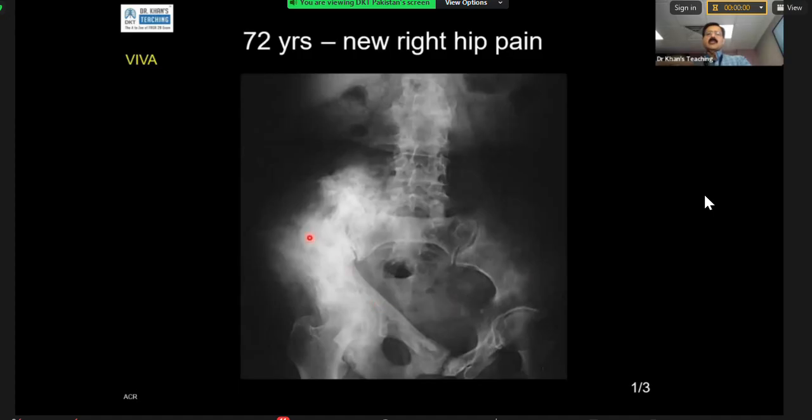This patient is a known case of Paget's disease. We know that in the right hemipelvis there is a bit of chronic Paget's disease. The patient has developed right hip pain. This is the second last case of the day, and then you will see the last case. Can you describe it? What is happening?